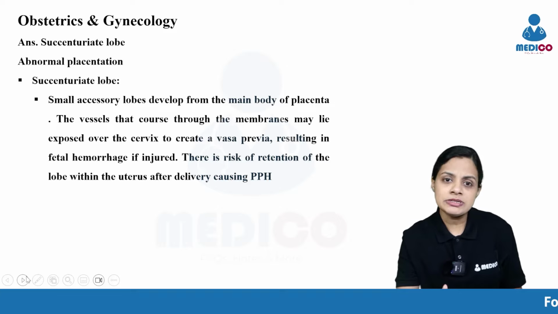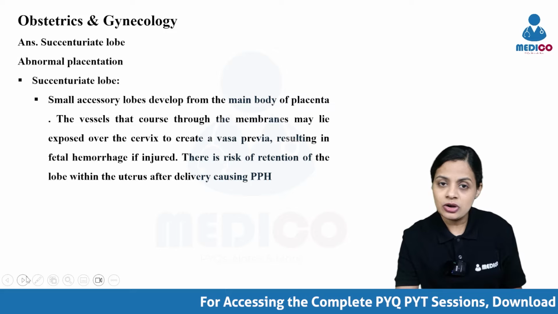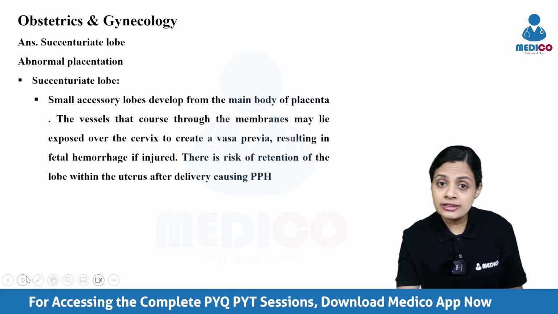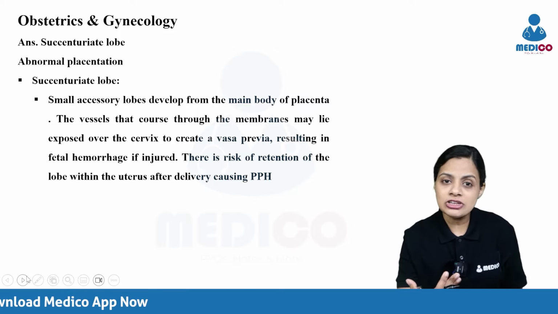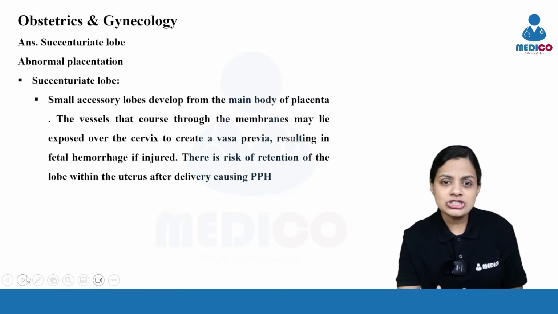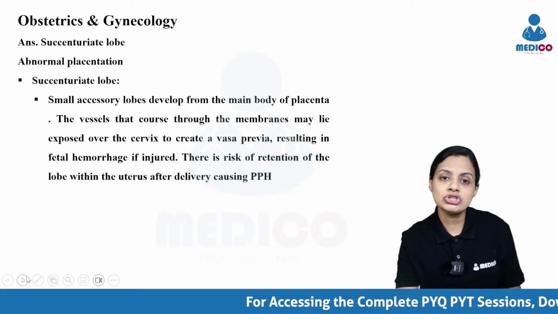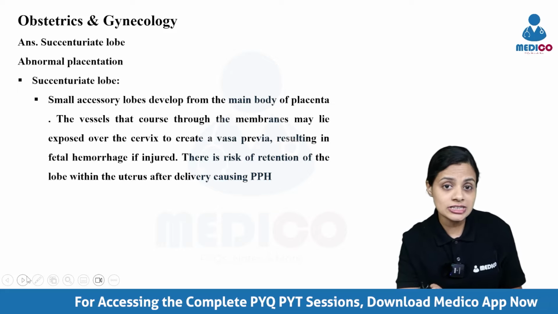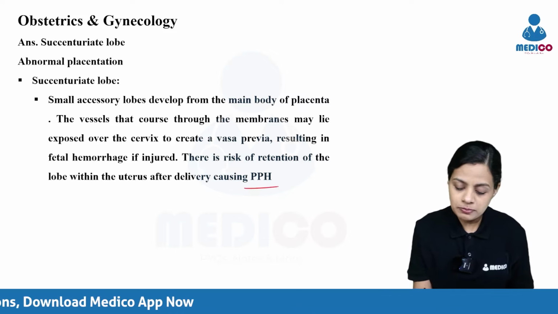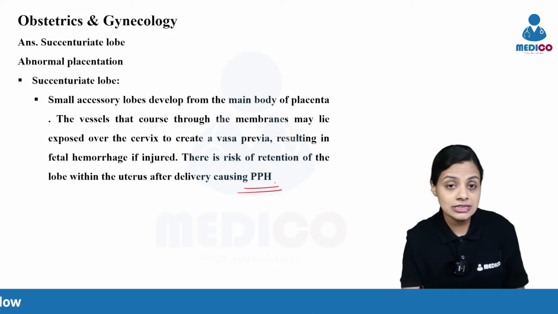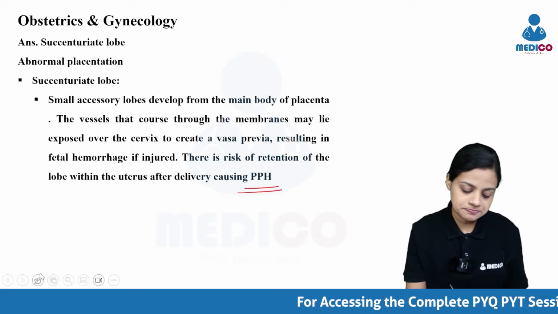What happens when it is missed? The placenta is delivered out, but you don't know that there is a small accessory lobe. This lobe may be retained within the uterus. When such a part is retained inside the uterus, it causes subinvolution of the uterus. The uterus does not contract properly, and because of the retained part, it may lead to postpartum hemorrhage. That is the most common complication with the succenturiate lobe of the placenta.